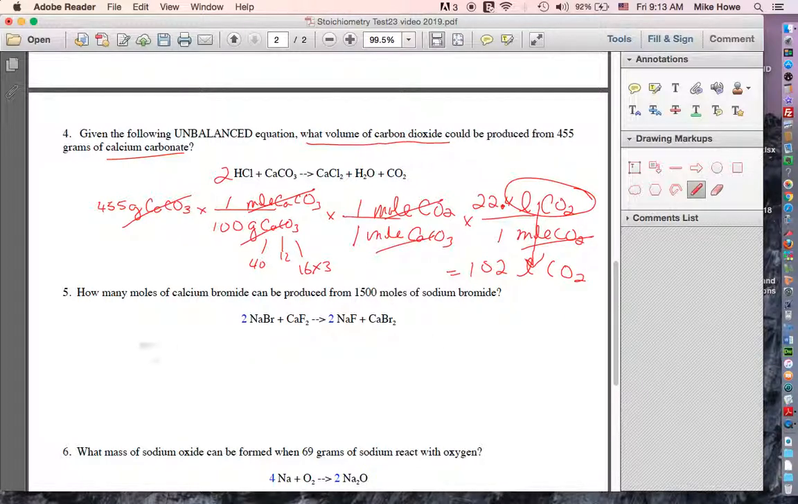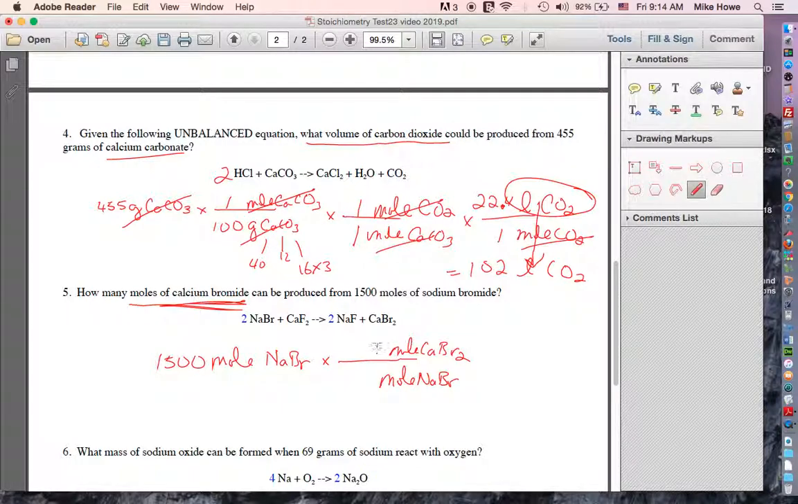Next question. We have 1,500 moles of sodium bromide. Do we need to change to moles? So the first step won't need to be done because we already have moles. We do need to use the mole ratio. We use it every time. So we have moles of sodium bromide here. You put moles of what you're looking for on top, and you're looking for calcium bromide. So put moles of calcium bromide on top.